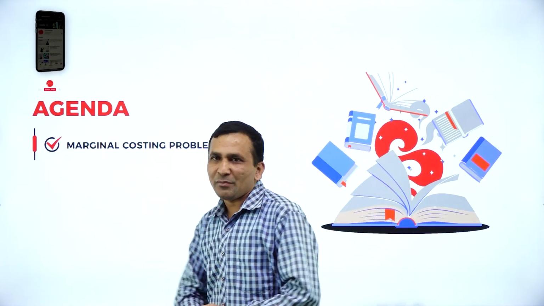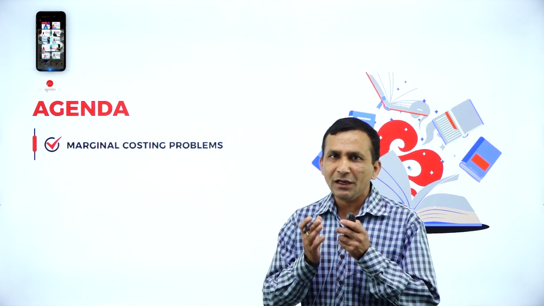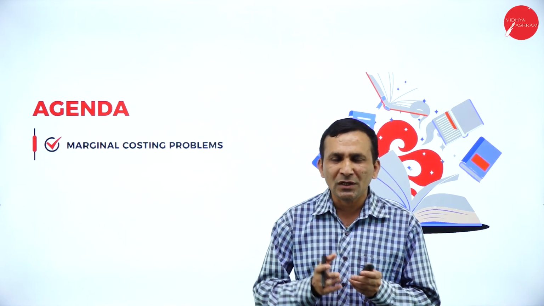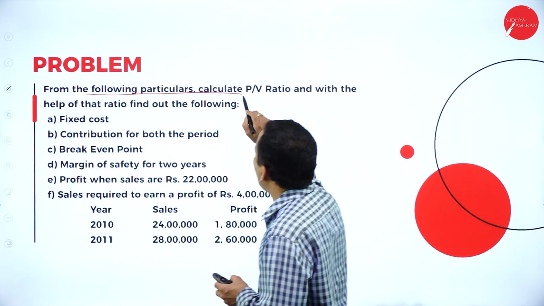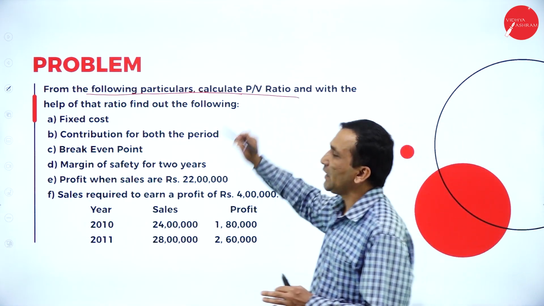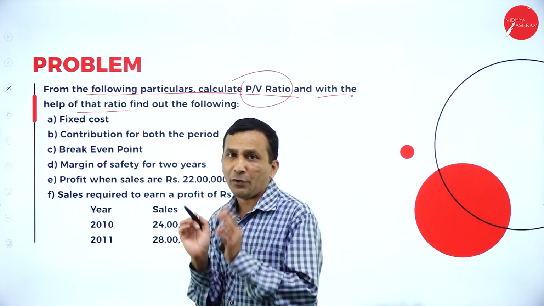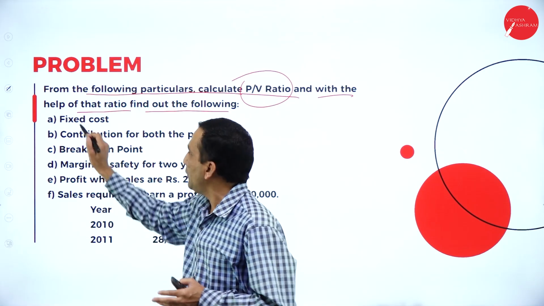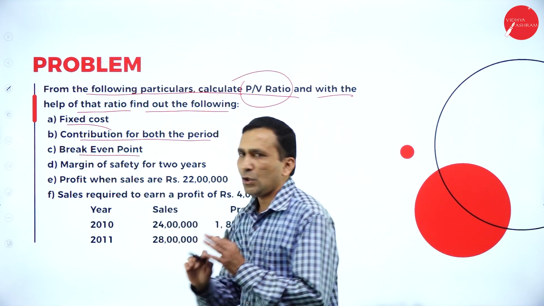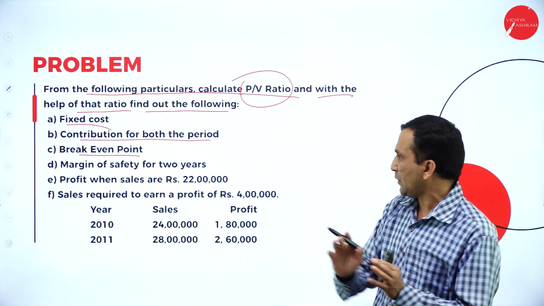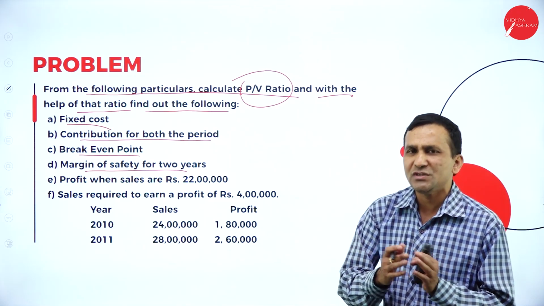So the marginal costing problem in the last session was related to 1 year; now it is related to 2 years, and the information is given. Of course, we can find this out as a management tool. At the time of comparing 2 years, from the following particulars, calculate the PV ratio. First, we need to calculate the PV ratio. And with the help of the ratio, find out the following. The first one, we will find out the fixed cost and the contribution for both periods, and the break-even point, which is applicable only for the sales, not for the units. And the margin of safety for 2 years, we will find out using a different formula.